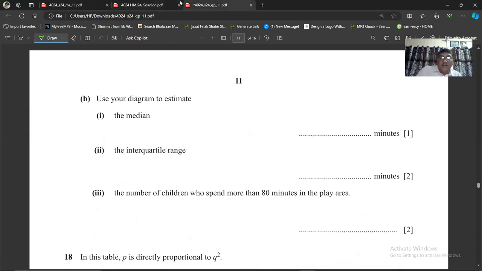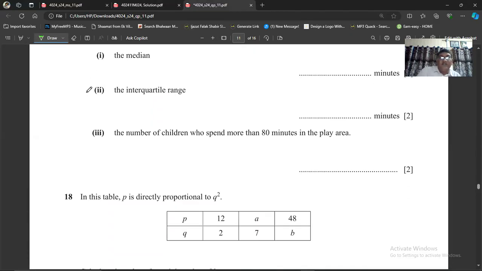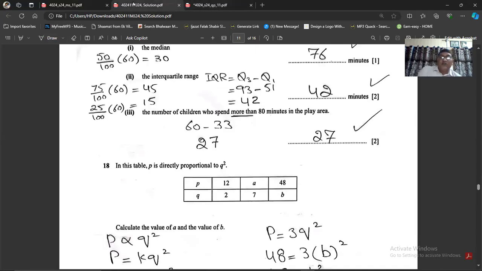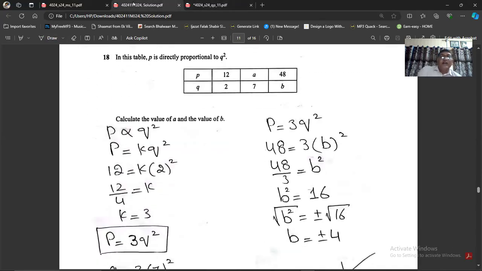Hopefully you understand. So we are going to the next question, and the next question coming up on your screen is question number 18. He says, in this table, P is directly proportional to Q squared. Calculate the value of A and the value of B. Very simple, a complete set of values is given. P is directly proportional to Q squared, so P will be equal to KQ squared.